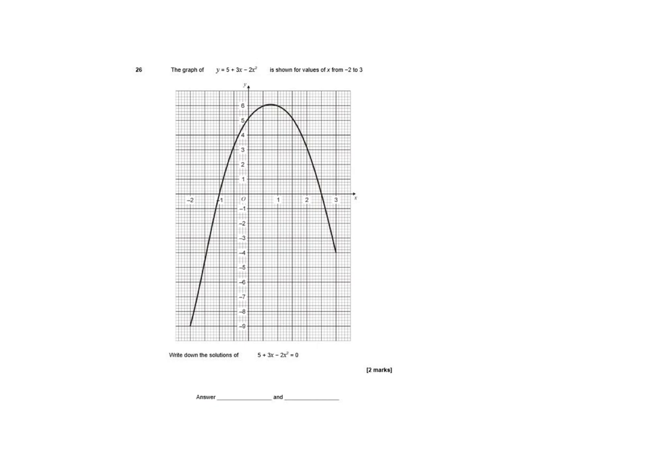So we have the graph drawn for us of this quadratic, y equals 5 plus 3x minus 2x squared. We want to find out where that is equal to 0. So it might look complicated here, but actually we just want to know, where does it cross the x-axis? Where is the height 0? So that happens at -1 and 2.5. Any order there would be fine to get the 2 marks.